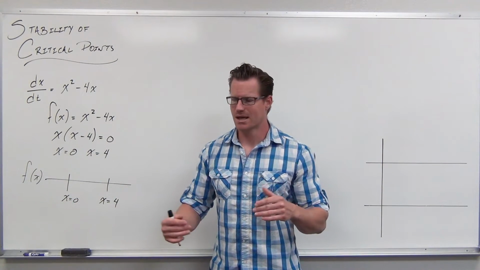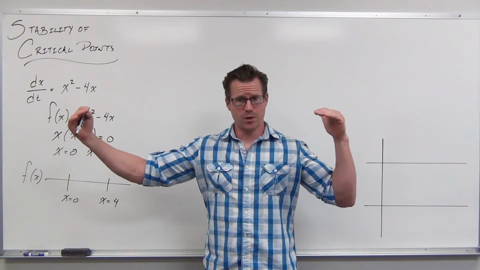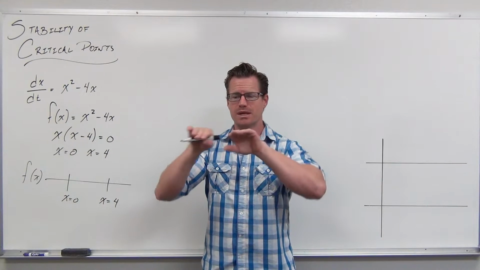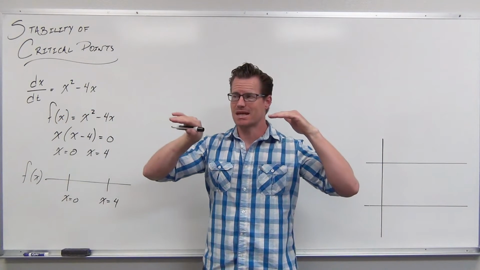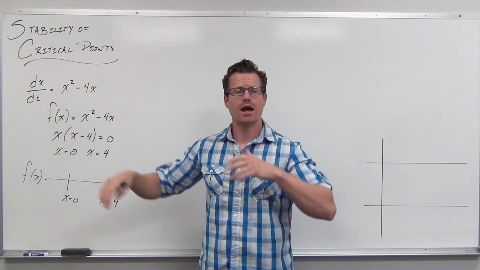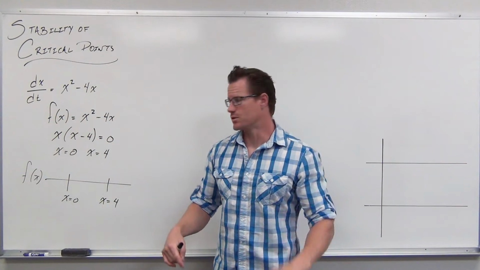Remember what stable means? Stable means that on both sides of that critical point, our function is tending to go towards it. Unstable means away from it. Semi-stable is from one side we're going towards it, from the other side we're leaving it. And that's what semi-stable is. We're going to see that in the next few examples.